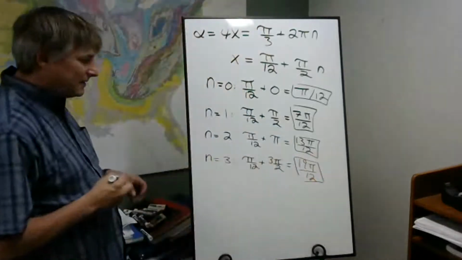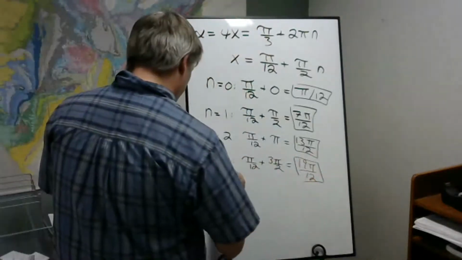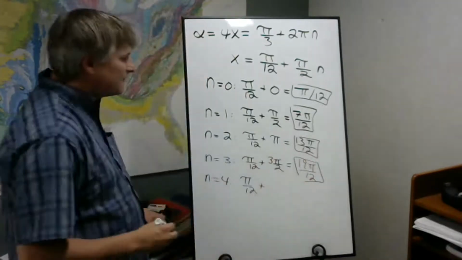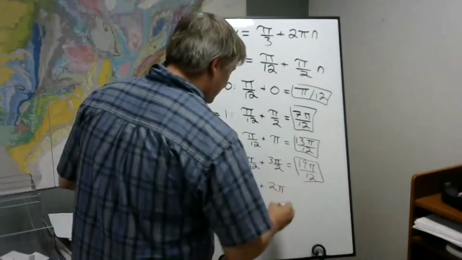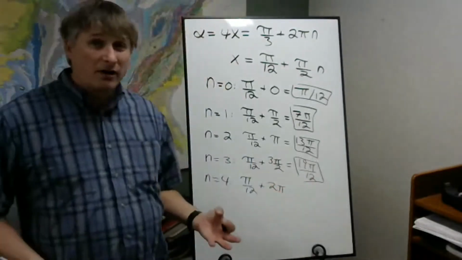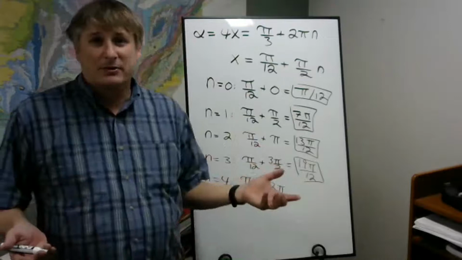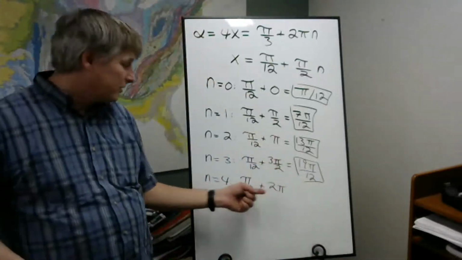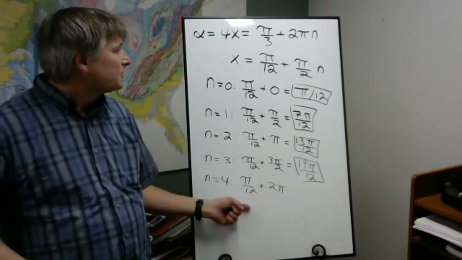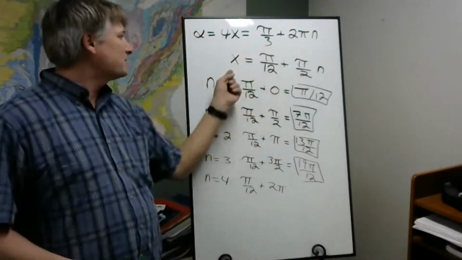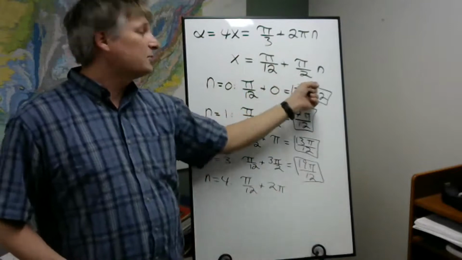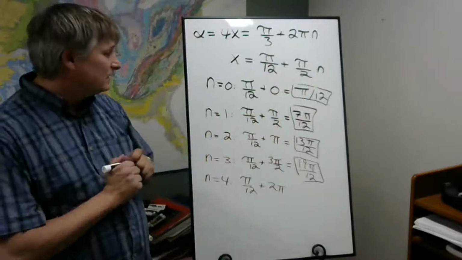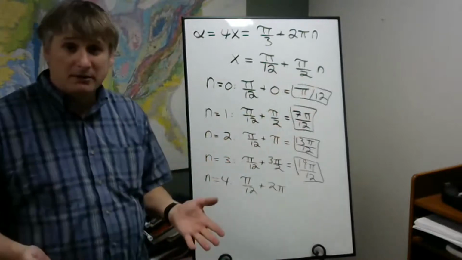Quite a bit. And then let's go n is 4. Will be pi over 12 plus, and if we make it 4, we're going to get 2 pi here. But now we've already gone too far. 2 pi is our boundary. We're not even supposed to get the 2 pi. So let alone being 2 pi, let alone being more than 2 pi. So for this one, where x is pi over 12 plus pi over 2n, these are the 4 valid answers we're going to get.